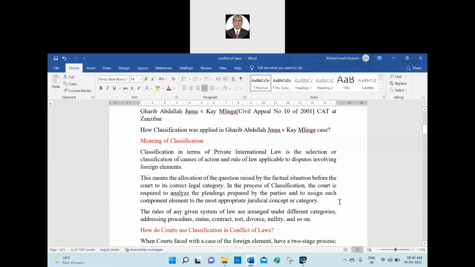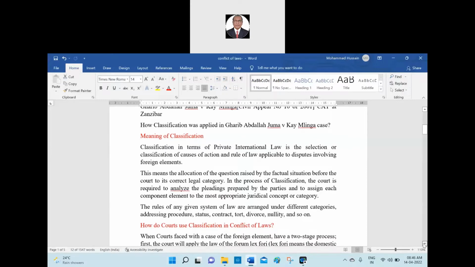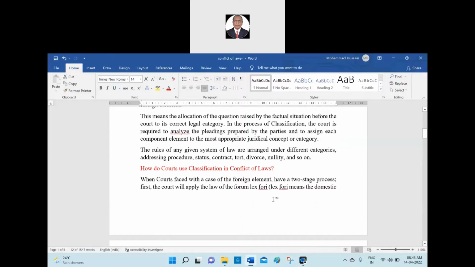In each case, when the case comes to the court, we can easily make out whether it has proper jurisdiction or not, what would be the applicable law, and whether a foreign judgment could be implemented or not. We can practically see how it can be dealt with. The rules of any given system of law are arranged under different categories: procedure, status, contract, tort, divorce, nullity, and so on. So these are all the different categories under private international law.